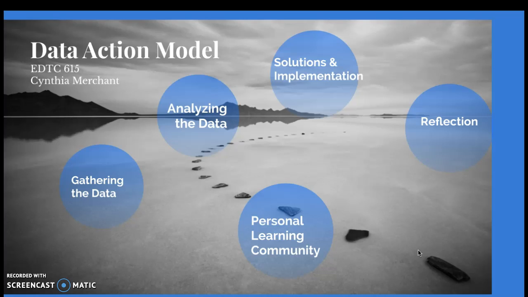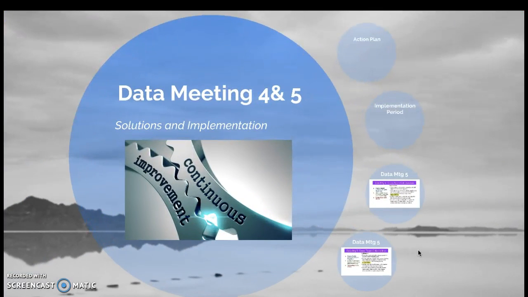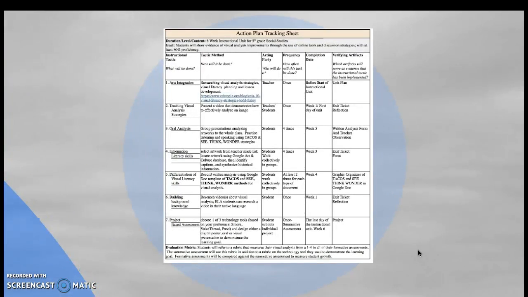Solutions and implementation. Data meeting number 4 and 5. Devising our action plan was the highlight of our data action model because we were finally at the stage where we could make informed decisions to improve student learning. We included 7 different tactic methods that were all based on 3 main areas of research: arts integration, grouping, and differentiation.